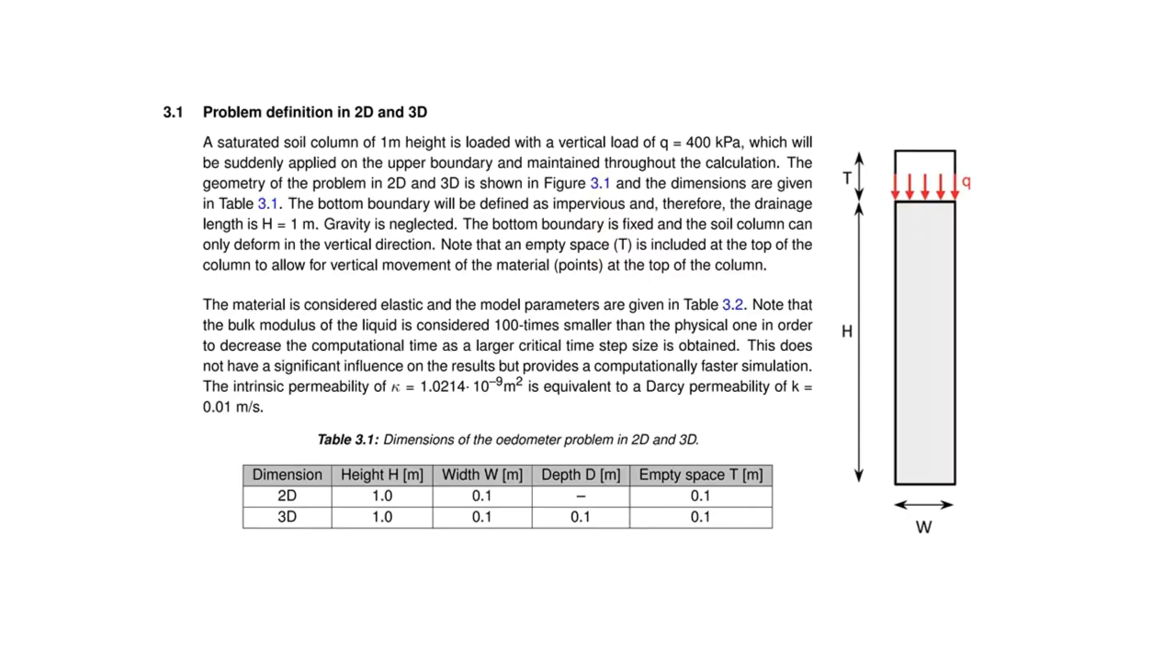Here you can see a screenshot of the problem definition as taken from the Anura3D 2021 tutorial manual. This is the odometer test. So it involves a saturated soil column being loaded with a vertical load, which will suddenly be applied on the upper boundary and maintained throughout the calculation.